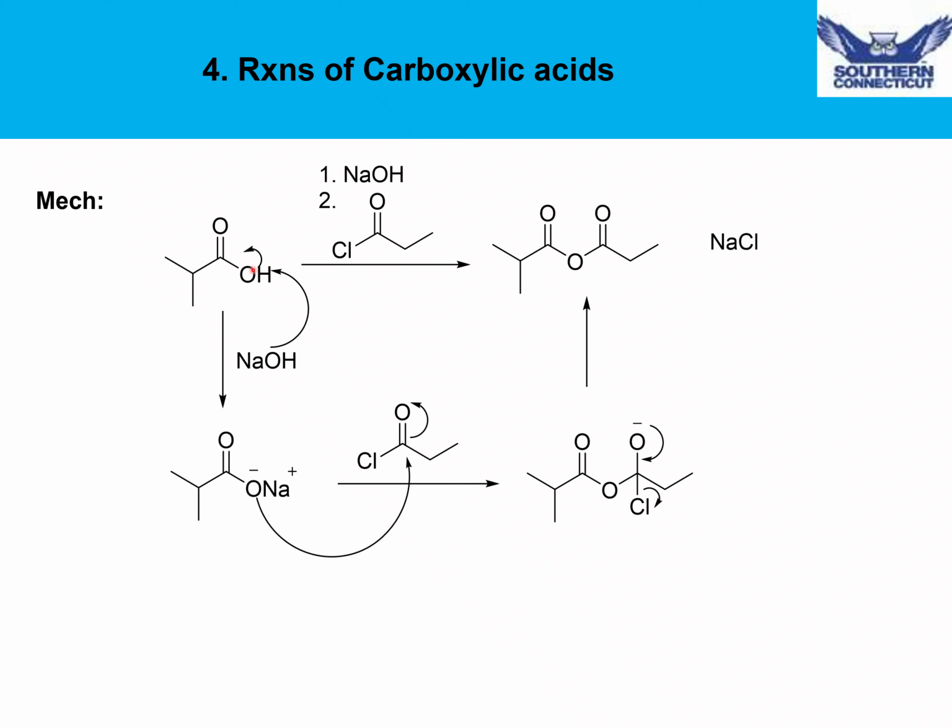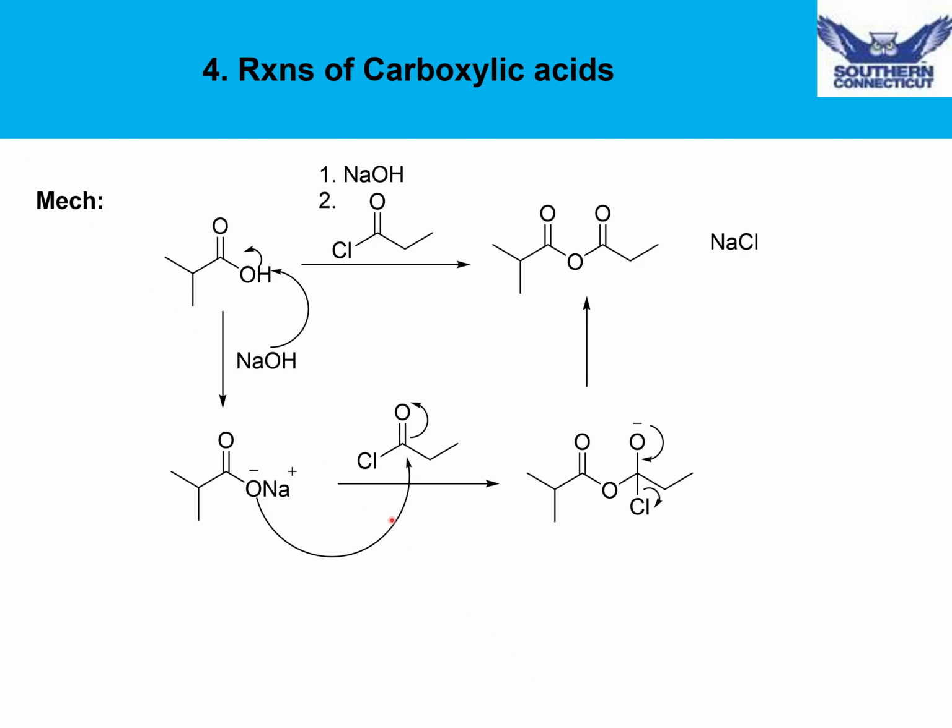Here's another example of making an anhydride from a carboxylic acid and an acid chloride. So if we add base, we will remove the acidic proton on the carboxylic acid. That leads us to this conjugate base, which is more nucleophilic since it has a negative charge on the oxygen.